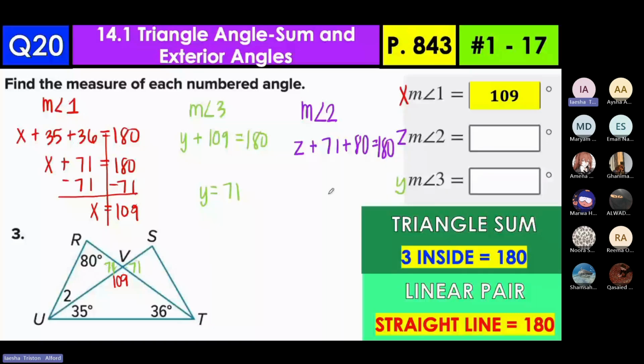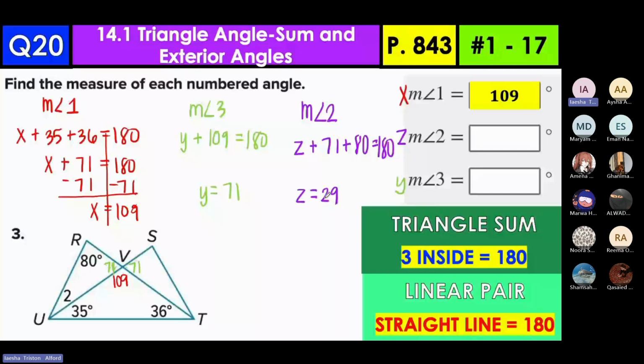Solve it, and you can get what? z is equal to 29. I'm not going to solve it. I'm just going to write the equation, and then you should know how to solve. And z is equal to 29.